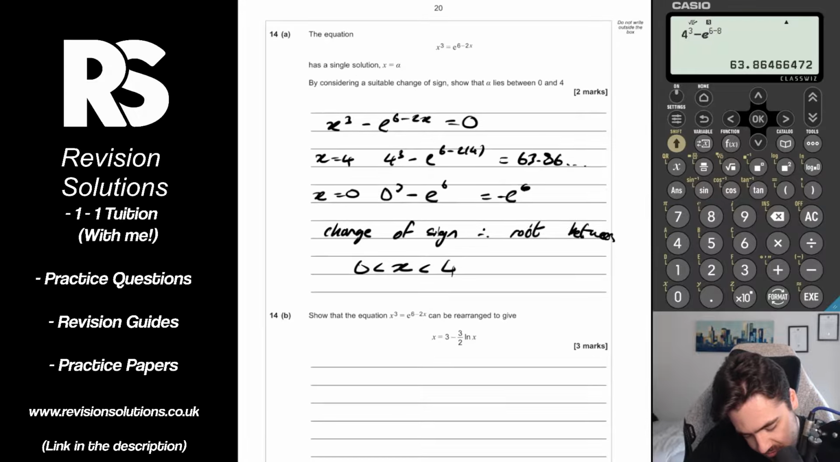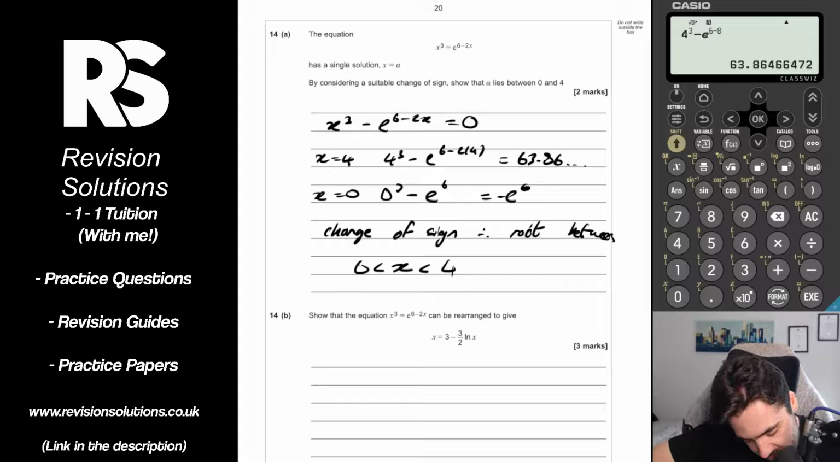Okay, then it says show that the equation x cubed equals e to the 6 minus 2x can be arranged to give this. Well, the thing I notice is it has a natural log in it. So we're going to want to rearrange for the x in the exponential, because then that would give us the necessity to use a log, right? And if I rearrange for that, all I'd have to do is cube root. So it's definitely going to be that one.